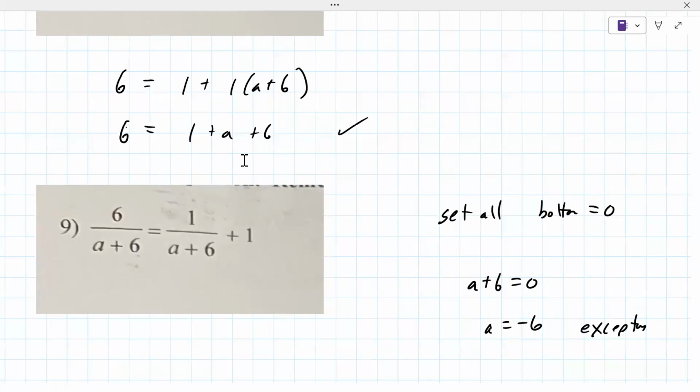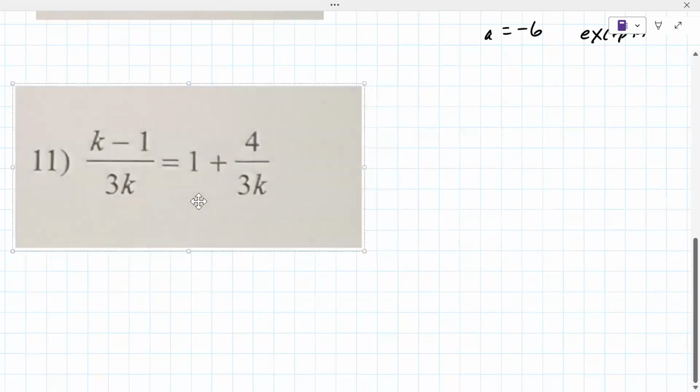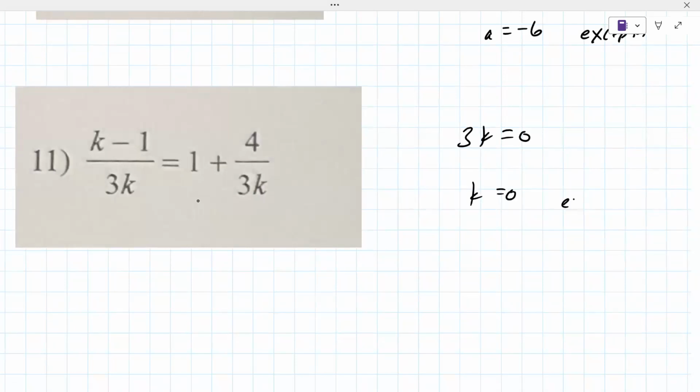All right, so let's look at the next one here. Actually, let's look at 11. 11 is more like 9, and then we'll go back to the 10 maybe if we do that. So again, you set the bottoms equal to 0. 3k equals 0, k equals 0. This is the exception. That means if you get 0 as an answer, you have to throw it out and say nope, that's no good.